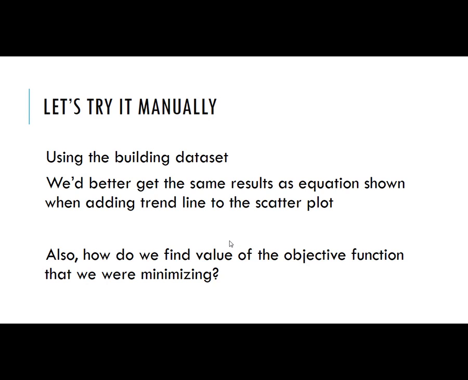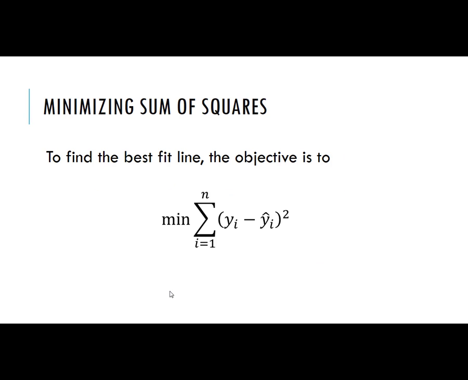So last time, we looked at calculating the slope and the intercept of the simple linear regression manually using the building data set. What we didn't do, however, was find the value of the objective function that we were minimizing. If you go back a couple slides, this is what we're minimizing: the actual minus the forecasted, or predicted, line, that best fit line, y hat. For each data point, square it, add it all up.